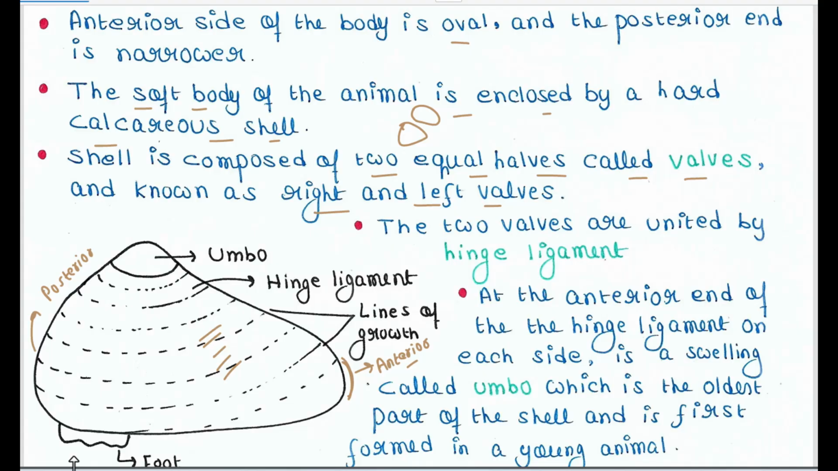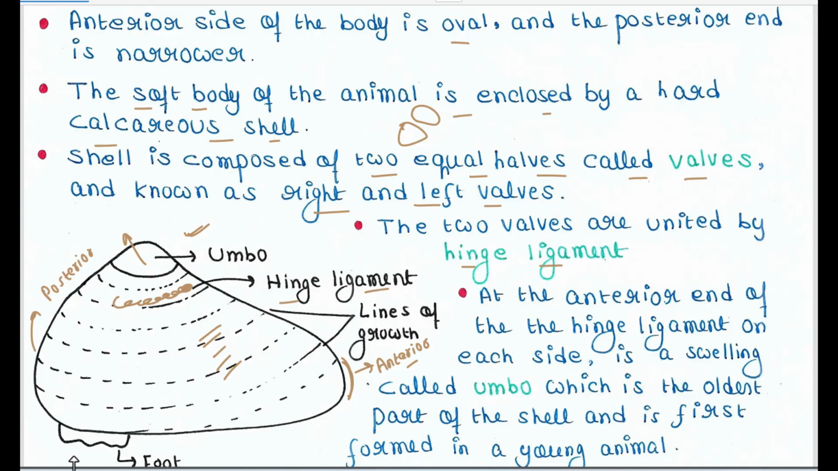So you cannot see two valves in this image since this is not a 3D picture. So you have to imagine that two valves are there, one on this side and the other on the opposite side. Now the two valves are united by the hinge ligament. So here is the portion where these two valves are united, and that is known as the hinge ligament.